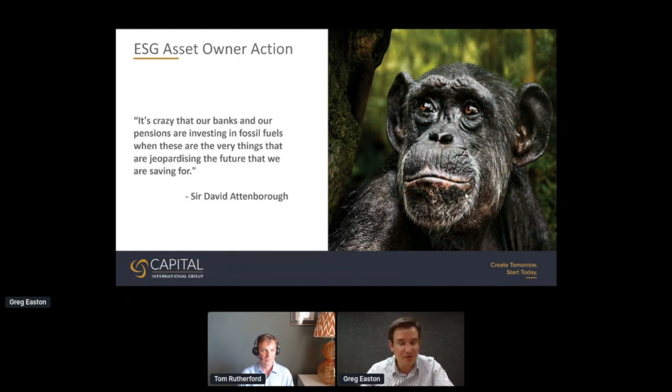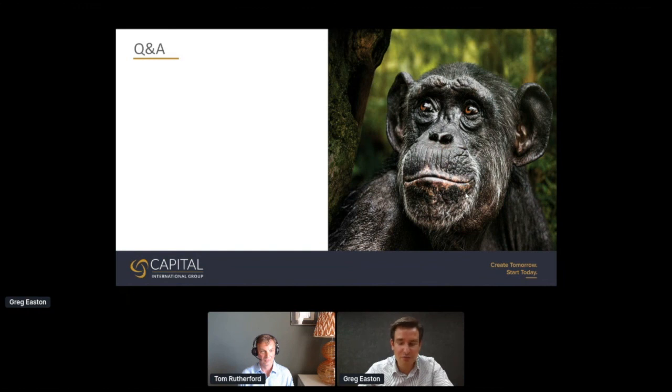I think in this instance, you could substitute investing in fossil fuels for investing in companies that are causing nature loss and have poor land use practices. I think it's as relevant for biodiversity as it is for climate change. So hopefully that's been useful.